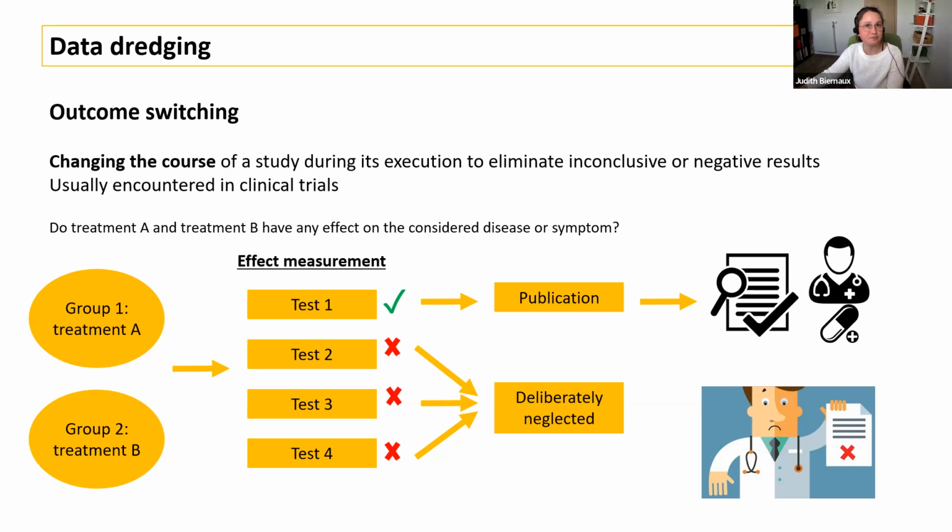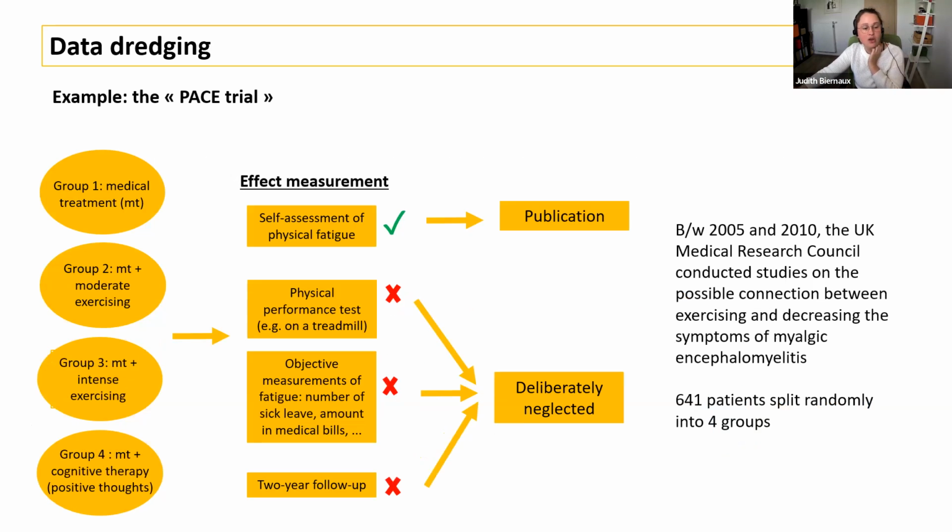So there was a famous example of that, I think it was 10 years ago, which is the PACE trial. Let me just go one slide further. The PACE trial was a research in UK investigating the connection between exercising and decreasing the symptoms of chronic fatigue syndrome. That's myalgic encephalomyelitis, however that's pronounced. So chronic fatigue syndrome, okay, ME, for the purpose of this conversation. And so basically they were testing different combinations of medical treatments and exercising, then moderate treatment with exercising and cognitive therapy. So that means basically positive thoughts. And these were the results.